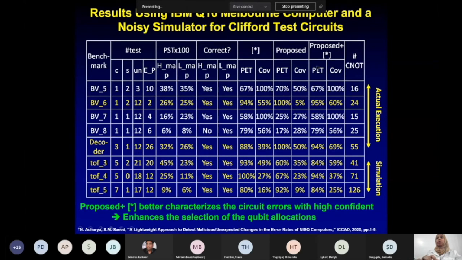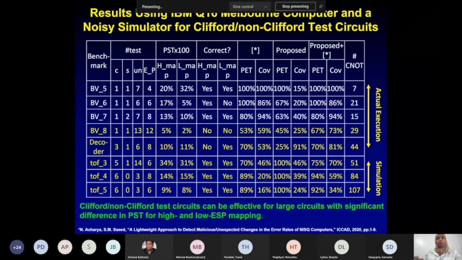Still, when you look into the percentage of effective test points, when it is large enough, you can always, in this data, select the qubit allocation that has the highest success probability. One last experiment before I finalize my talk is that here we repeat exactly the same analysis, but we said, okay, we're not going to restrict our region to Clifford gates. We're going to allow both Clifford and non-Clifford gates and see what happens.